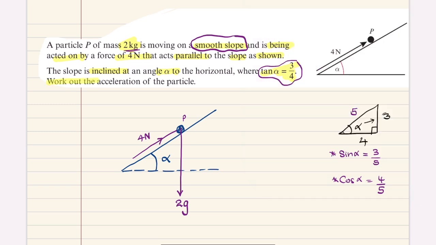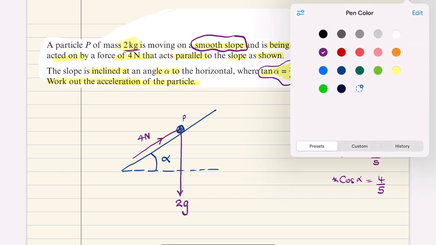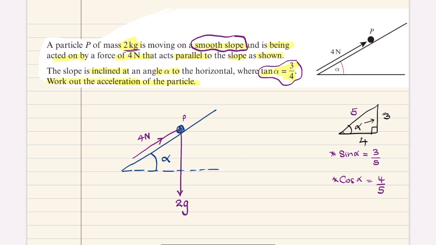Next part, they say work out the acceleration of the particle. Now, since the surface is smooth, we all know that this particle is experiencing no friction. Now we need to know which direction this particle is going to accelerate. Because of this 4 Newton force, this particle is going to accelerate in the upward direction. So let that acceleration be A. Keep in mind, whenever you mark the acceleration, it should be marked with a double arrowhead like I did.